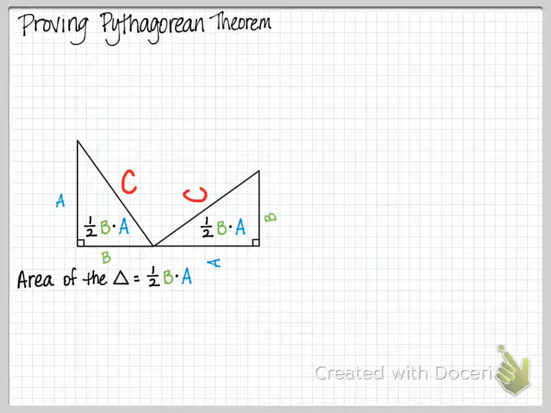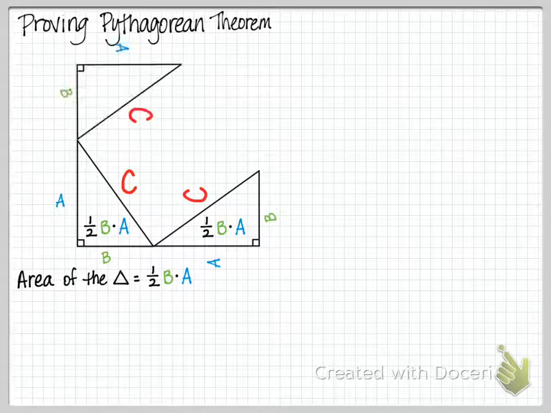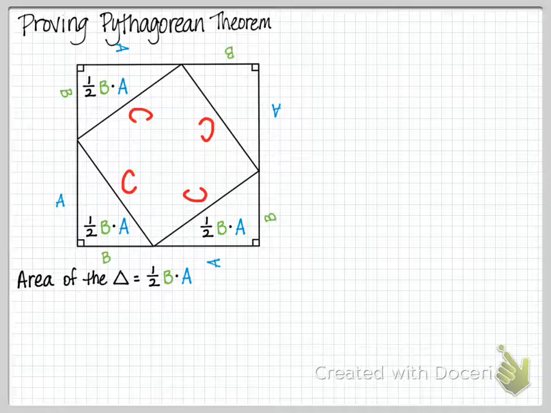We're going to copy that triangle yet again and turn it and place it up on top here. And once again, that triangle has the area of 1/2 base times height, or 1/2 BA, and a fourth copy of that triangle. And again, the area is 1/2 base times height, or 1/2 BA.